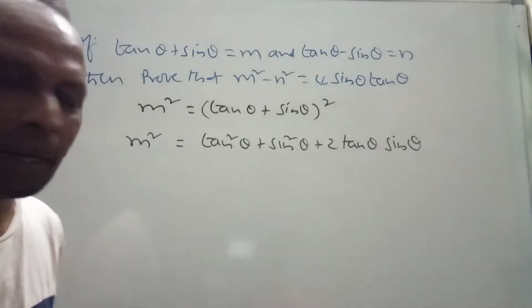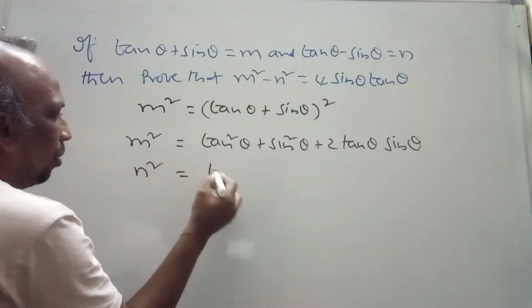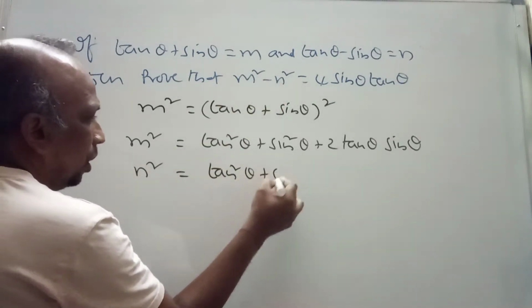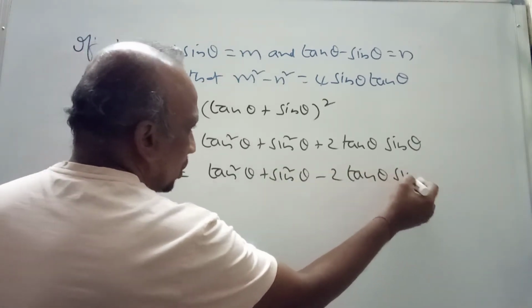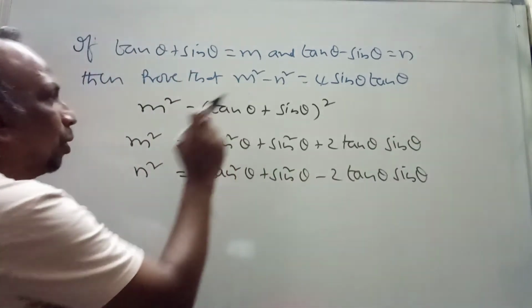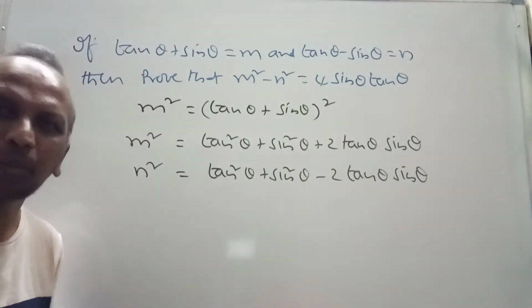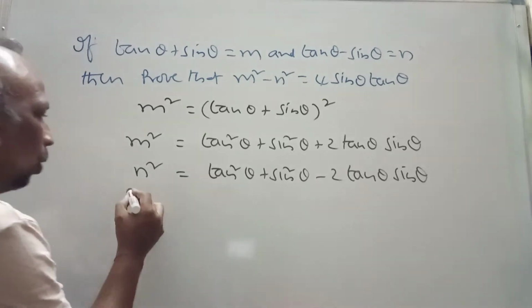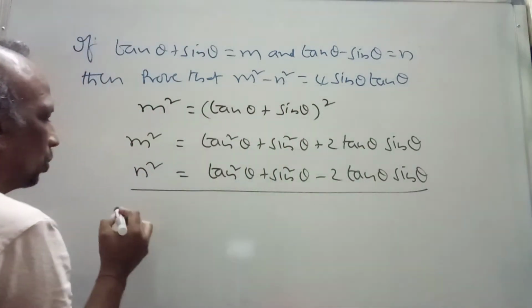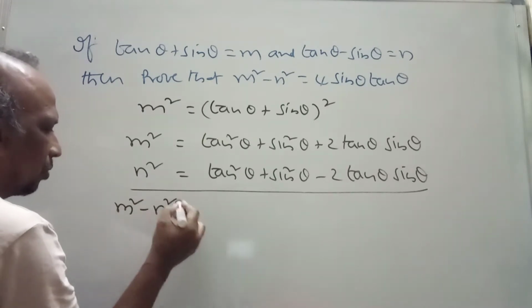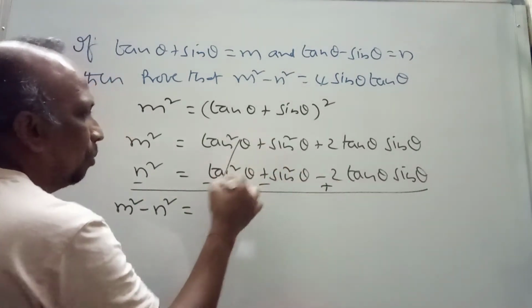At the same time, take n square. Similarly, n square will be tan square theta plus sin square theta minus 2 tan theta sin theta, because n means a minus b whole square. Now they are asking for the difference of these two. So m square minus n square, if you take the difference, I can eliminate this.